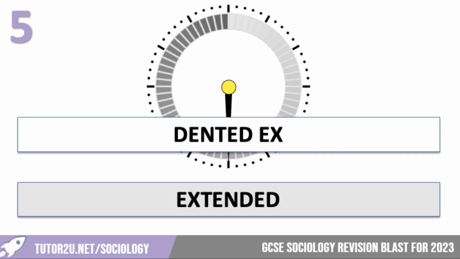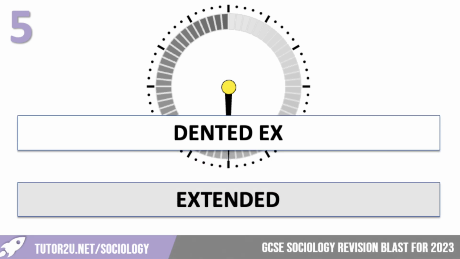Okay, we have our extended families here. So many people in the UK live in extended families, and it consists of relatives as well as the immediate family. So it can be vertically extended, where you've got three or more generations living together or very nearby, so children, parents and grandparents, or it could be horizontally extended, where you've got two generations with relatives other than the immediate family living together or nearby, so cousins, aunts and uncles, for example.